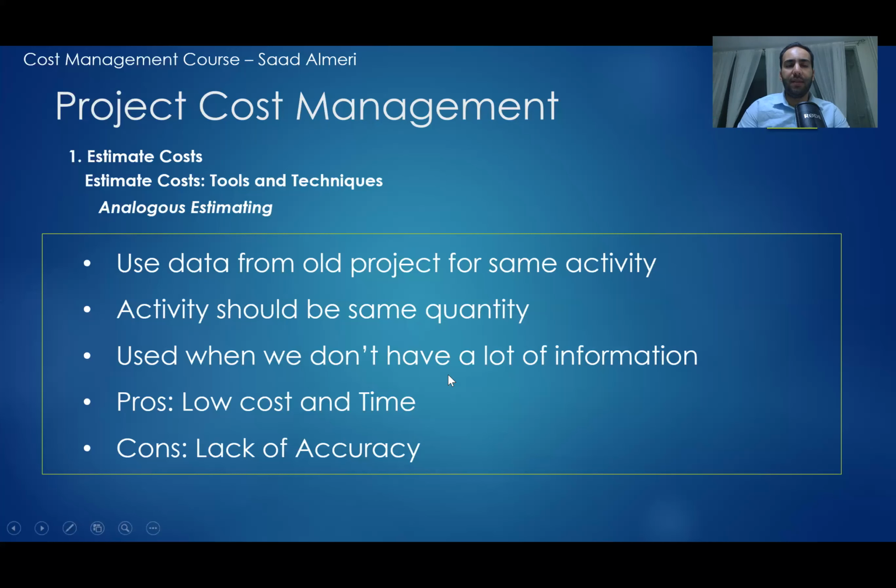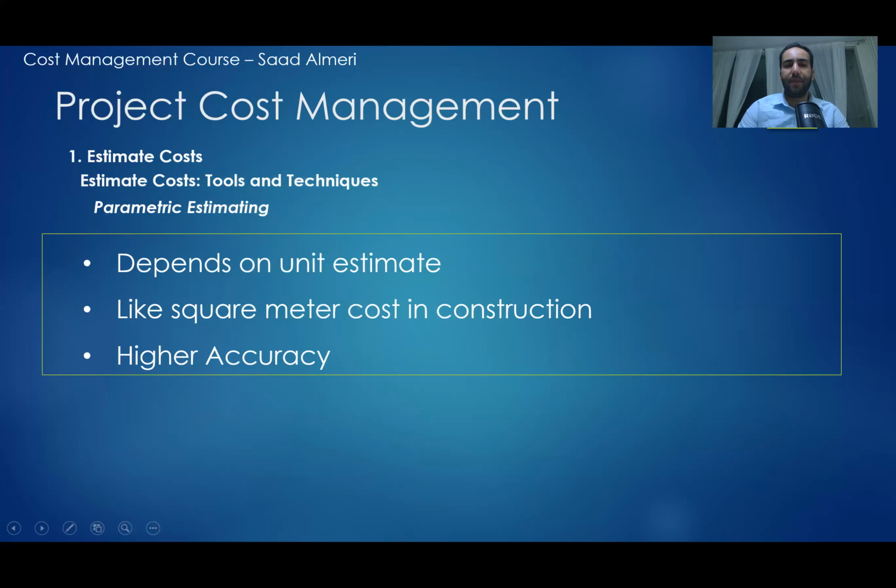The second tool we use in estimating costs is called parametric estimating. In parametric estimating, what we do is go and check a unit of the previous project, not the full project, but only a unit of it. And then we compare the new project with the previous project unit-wise.